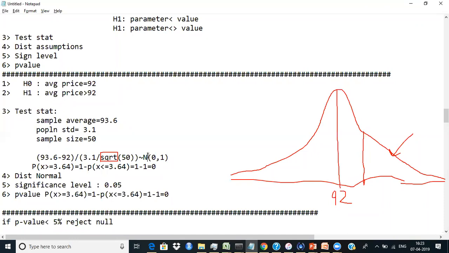Sir, can more than one alternate hypothesis be used? No, currently you can only test one alternate hypothesis at a time.